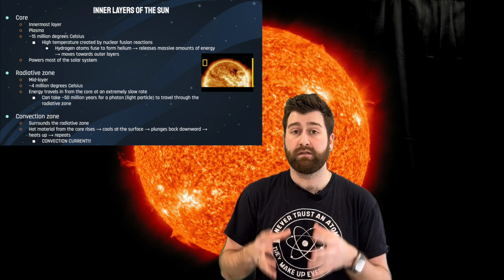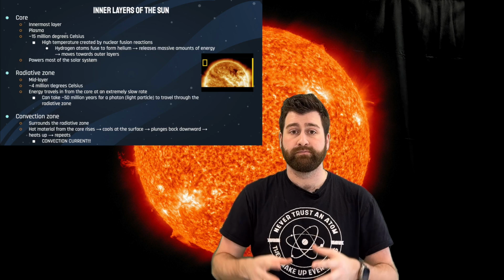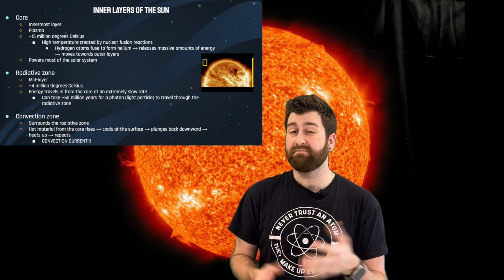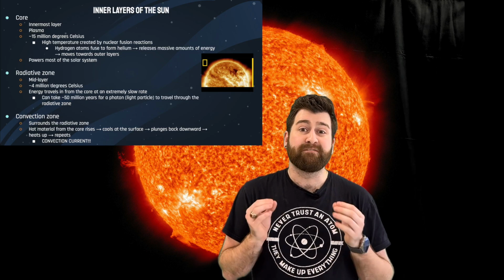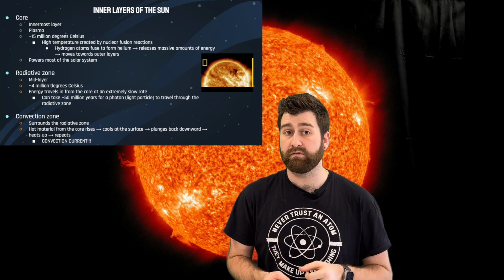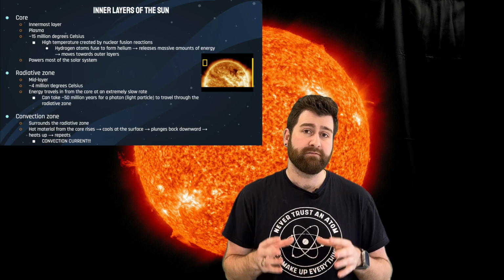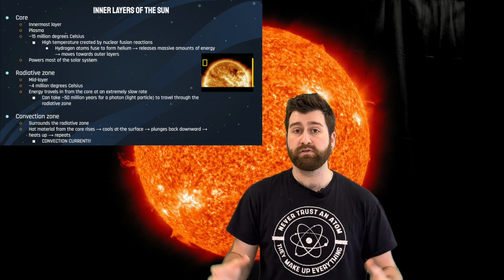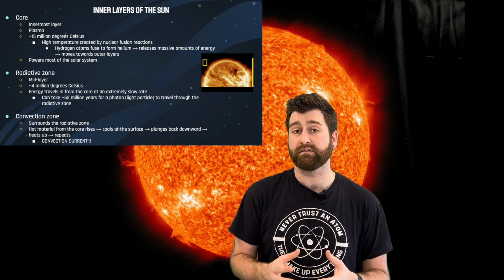Next up is the radiative zone, which is the middle layer, so core, radiative zone. Energy moves very slowly through this layer. So slowly, in fact, that it can take a photon, aka a light particle, up to 50 million years to pass through this zone. And the temperature here is significantly cooler than the core. It's only 4 million degrees Celsius. Now, after the radiative zone, we have the convection zone, which is the outermost part of the sun's interior.